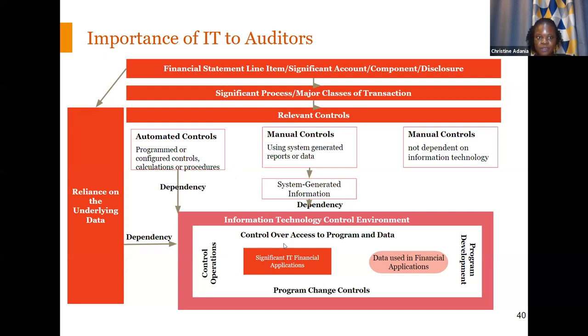So you have to pay close attention, as an IT auditor, to what these systems actually do. Do they do it efficiently? Do they do it the right way? Are they doing it consistently?